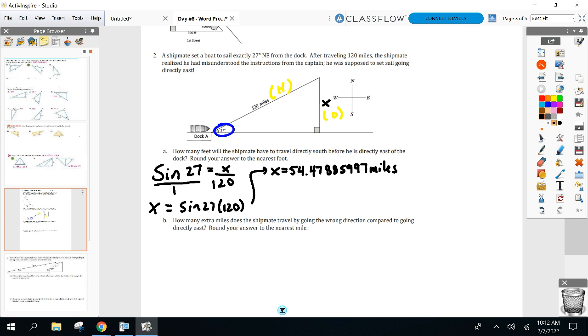Everyone getting about 54 and change miles? All right. Hopefully, right? If we don't notice it at the beginning, we notice it at the end. This answer is in miles, but I need it to the nearest foot. So now we need to convert.